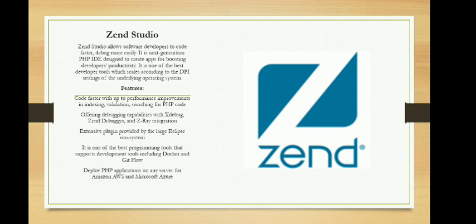Zend Studio allows software developers to code faster and debug more easily. It is a next generation PHP IDE designed to create apps for boosting developers' productivity. It is one of the best developer tools which scales according to the DPI settings of the underlying operating system. Features: code faster with up to performance improvement in indexing, validation, searching for PHP code, offering debugging capabilities with Xdebug, Zend Debugger, and Z-Ray integration.